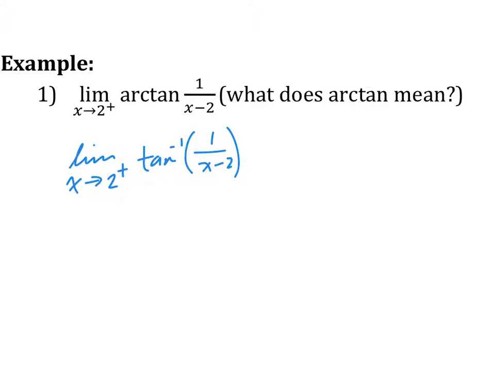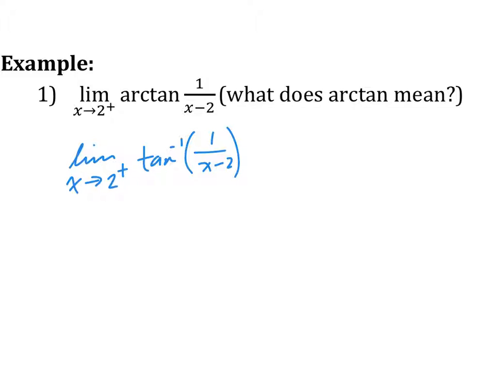If we plug in 2 right now, we're going to have a 1 over 0, which means it's undefined. You may be tempted to say that the limit is just undefined, but it's not that simple. We have to have a way of proving that it is for sure undefined. Therefore, we're going to do some change of limits.